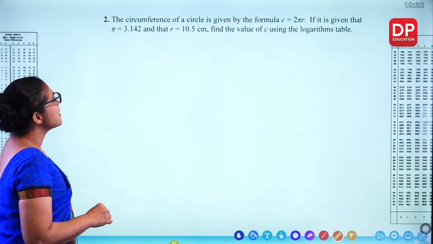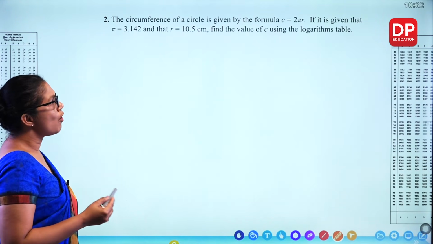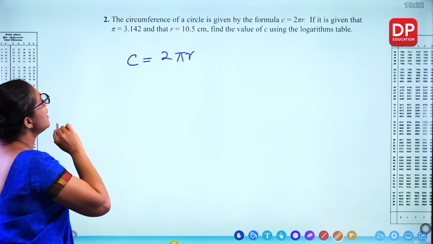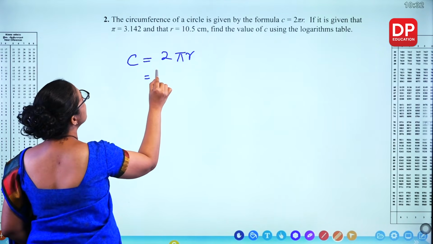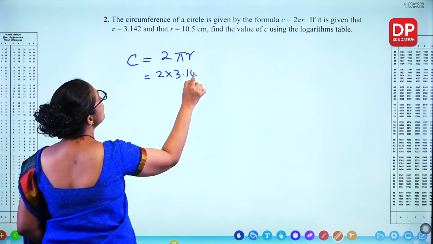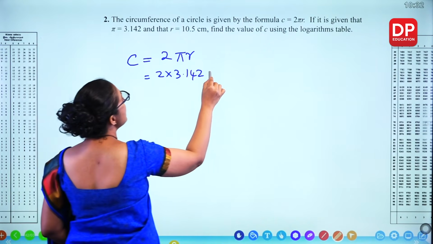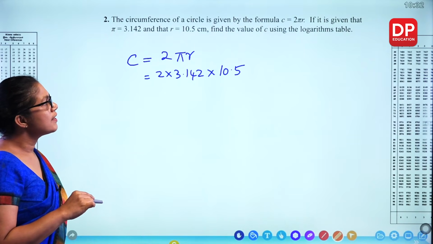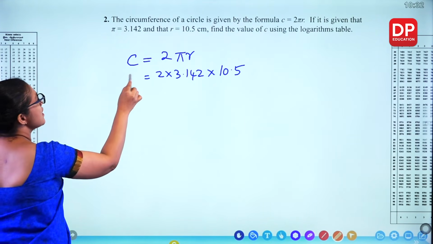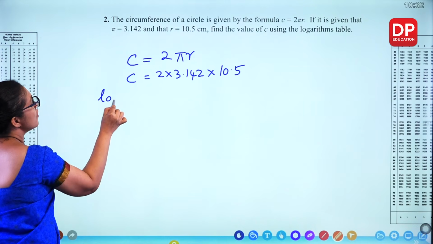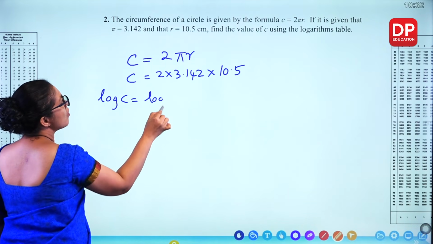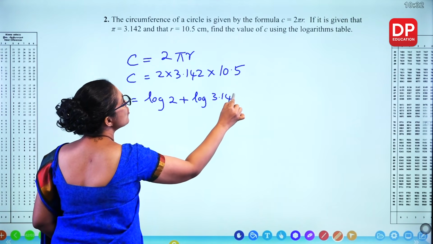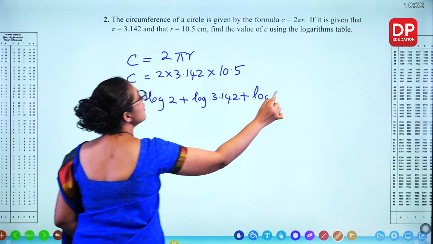Question number 2. The circumference of a circle is given by the formula C equals 2 pi r. It is given that pi is 3.142 and that r value is 10.5. Find the value of C using the logarithms table. So this is C. When you take log of C, you get log of 2 plus log of 3.142 plus log of 10.5.